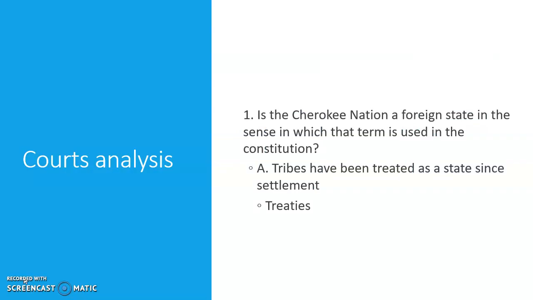So in the court's analysis, the first question that comes up is, is the Cherokee Nation a foreign state in the sense in which the term is used in the Constitution? By answering this question, the court looks at whether or not they have jurisdiction over this case. So in their analysis, the court says, well, in the past, tribes have really been treated as states since settlements. We've signed treaties with them, we've negotiated with them, kind of like we do with states.